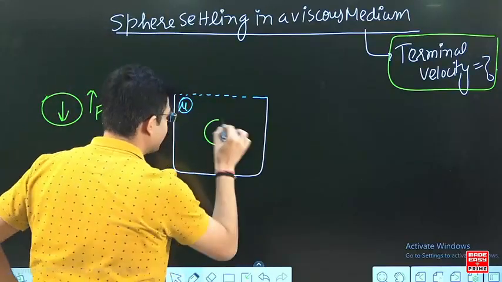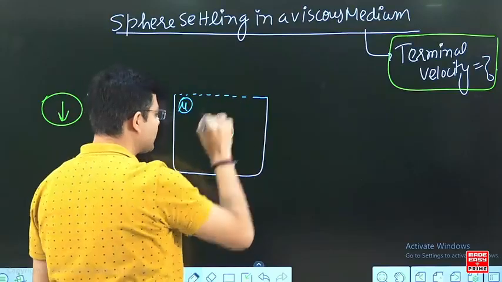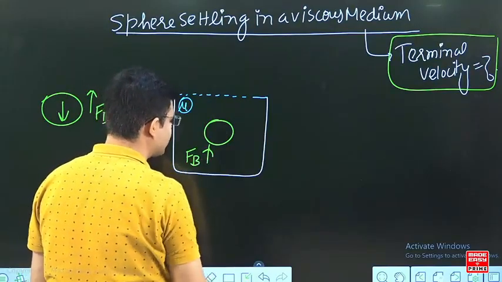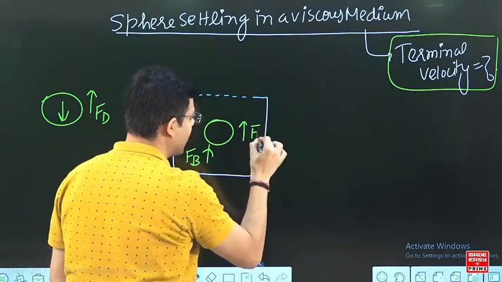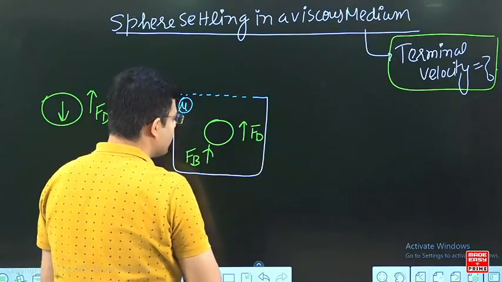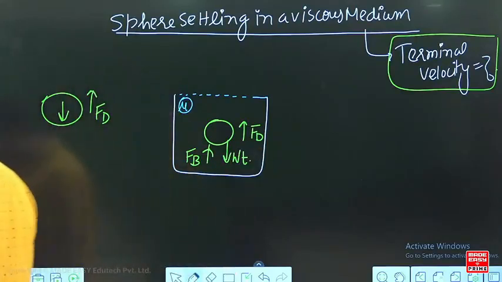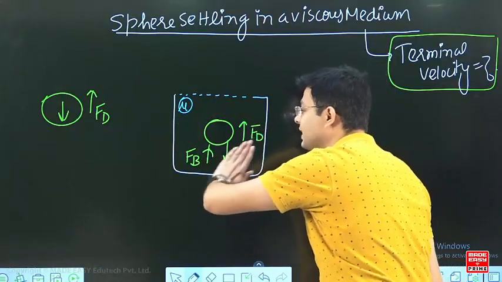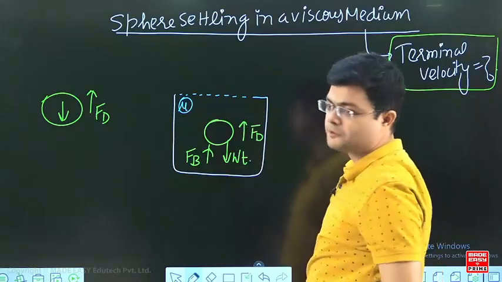For example, here the sphere is moving downward. The sphere is a completely submerged body in this fluid. The first force which will act in the upward direction is the buoyancy force. The second force which will act in the upward direction is the drag force over the sphere. The third force is the weight of the sphere, which will act in the downward direction. When all of them get balanced, it will start to come down at a constant speed.